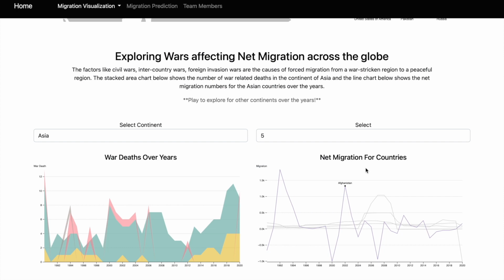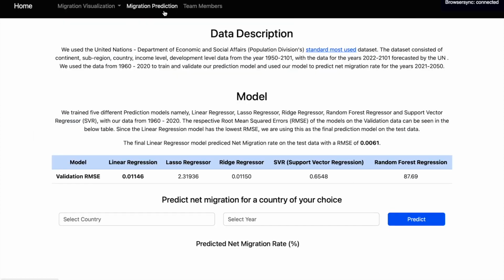So in the conclusion of our project, we explored different features for migration, and we also show that people may move out because of several factors like economic, social, or safety reasons. As we know from the above analysis, we then built a prediction model for migration in the near future.